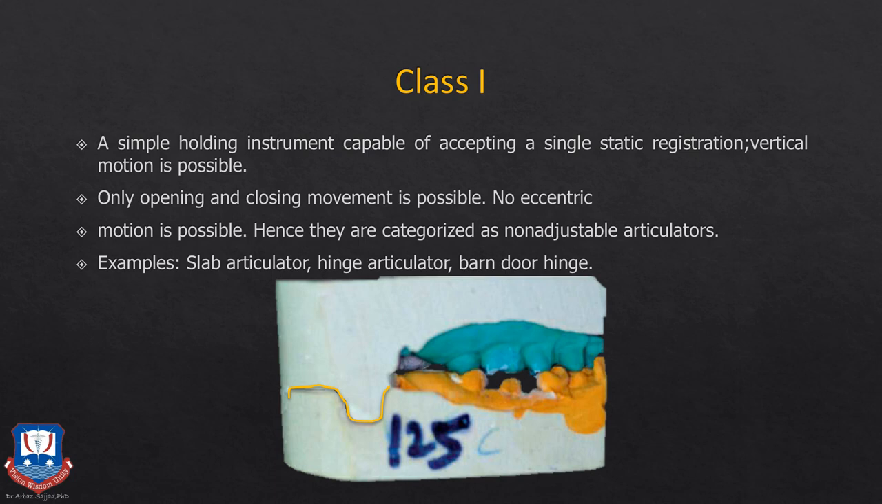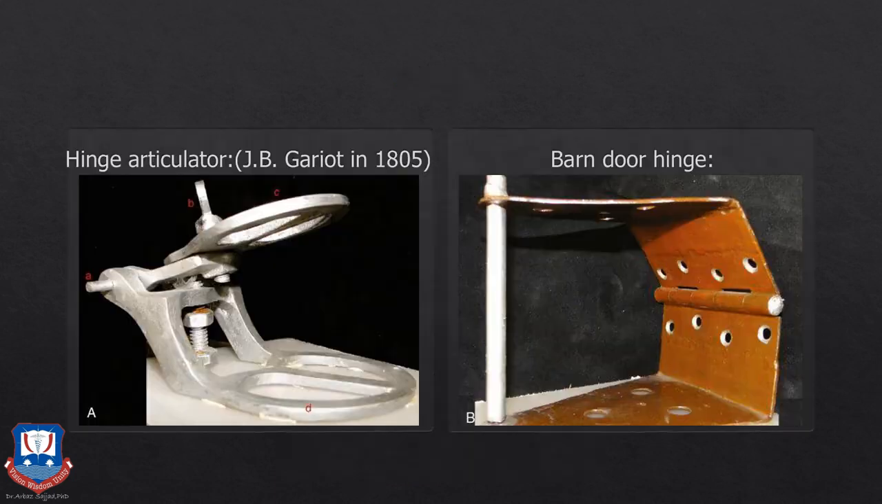So this is a very poor form of the articulation. Type of class 1 articulators are a hinge articulator, which I'm sure some of you have seen in laboratories and dental labs, private labs. So this is the basic hinge articulator. As the name suggests, this is just a simple hinge that moves up and down. Another type of articulator is a barn door articulator, because it resembles the hinges of a barn in a farm.